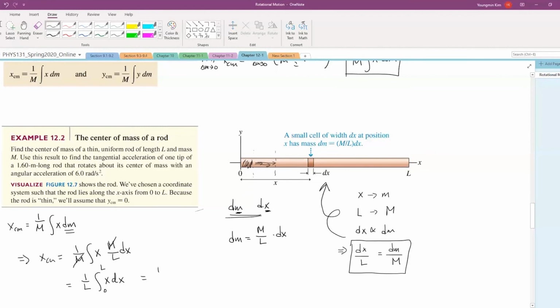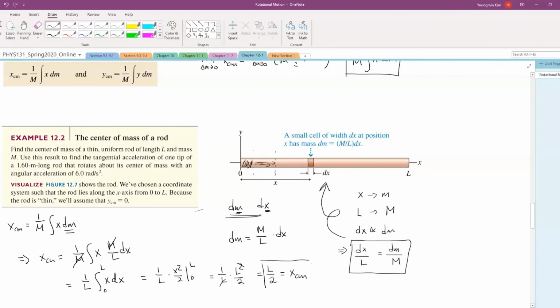And that is 1 over L times the integral of x dx, which is x squared over 2 going from 0 to L. And that is 1 over L times L squared over 2. You put in 0, that is 0, so it doesn't count. One of the L's cancels out, and voila, you have L over 2 as the center of mass.